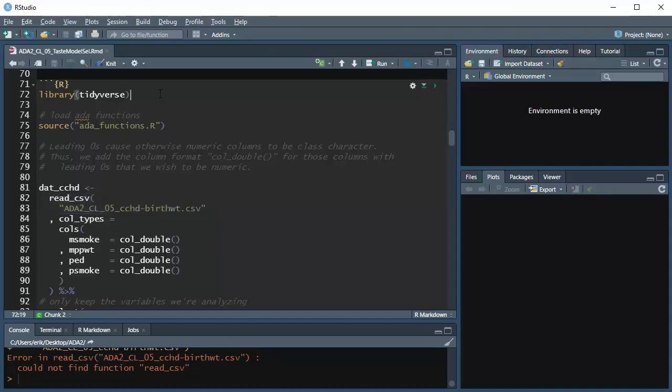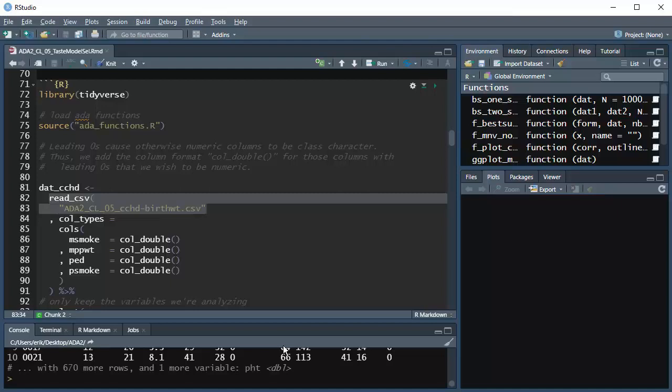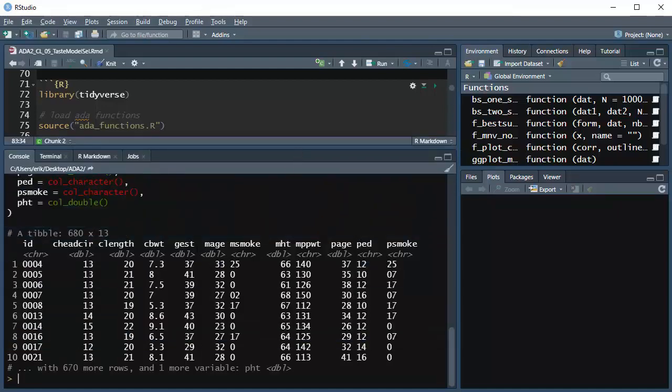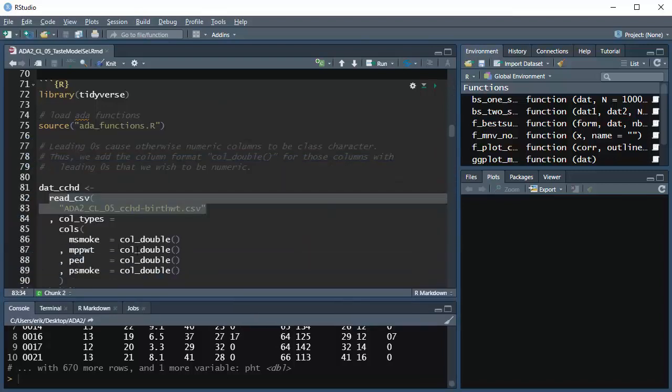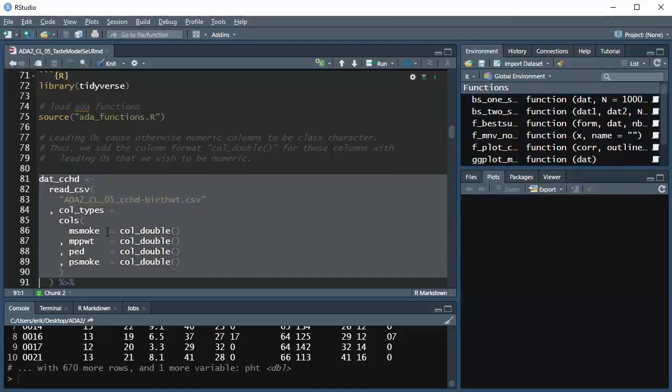Oh, I need to load tidyverse. Okay, run each of these things. Source. And I wanted to see if we can reproduce this issue with the data types. Double, double, double, double, double. Oh, interesting. See how this is character? CHR? Same thing here, character. So something's strange happening with this variable. So that's why these additional column type arguments are helping us treat those numerically.